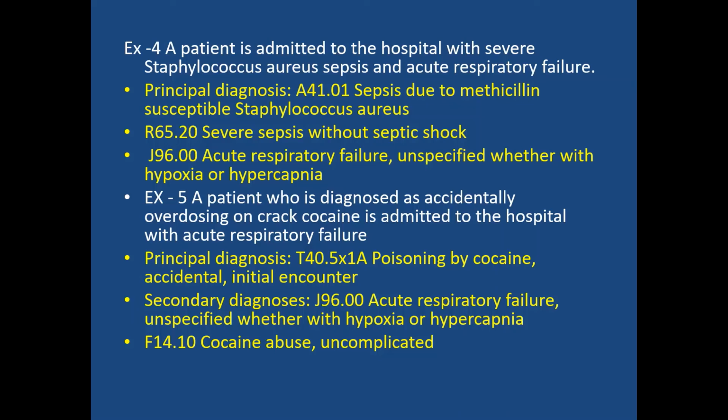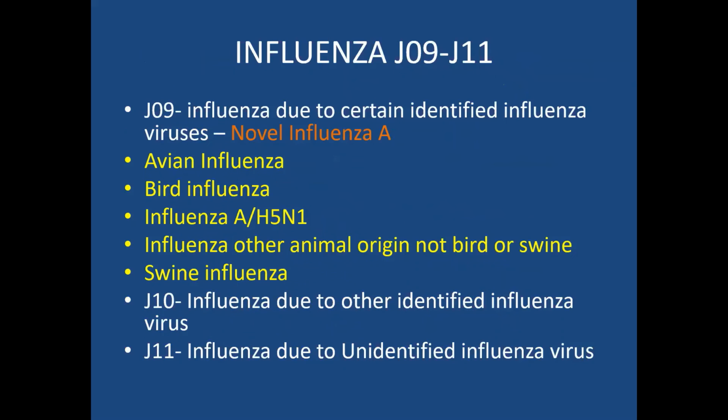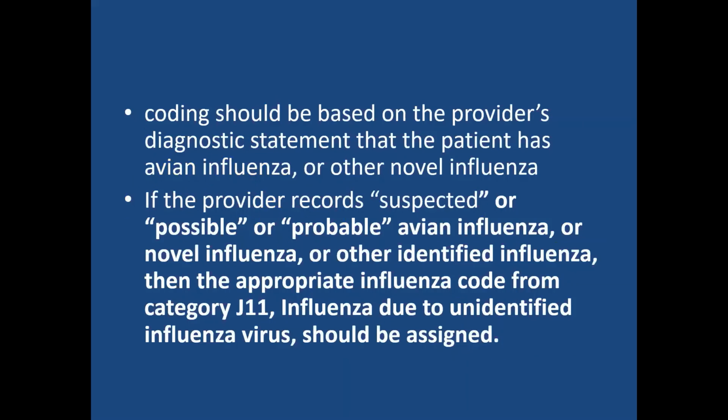Uncomplicated influenza, J09-J11. J09, influenza due to certain identified influenza viruses: novel influenza, avian influenza, bird influenza, influenza A H5N1, influenza of other animal origin, not bird or swine, swine influenza. J10, influenza due to other identified influenza virus. J11, influenza due to unidentified influenza virus. Coding should be based on the provider's diagnostic statement that the patient has avian influenza or other novel influenza.